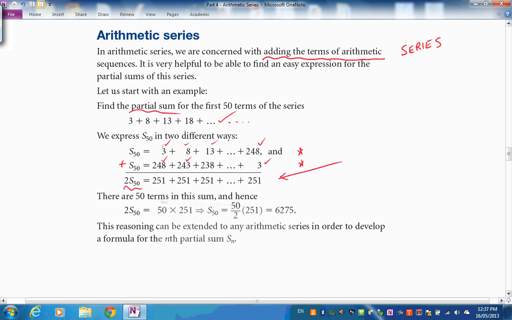So therefore, how many of them are there? There are 50. So it's 50 lots of 251 is 2 S50. So S50 is 50 over 2 lots of 251. And that's a quickie way of doing that.